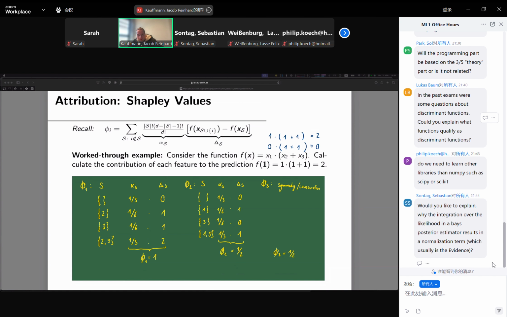Okay, another question. Will the programming part be based on the 3 out of 5 theory parts, or is it not related? Usually it's not related. Might be, but typically it's not. Basically it's just to have a lot of variance between the exercises.